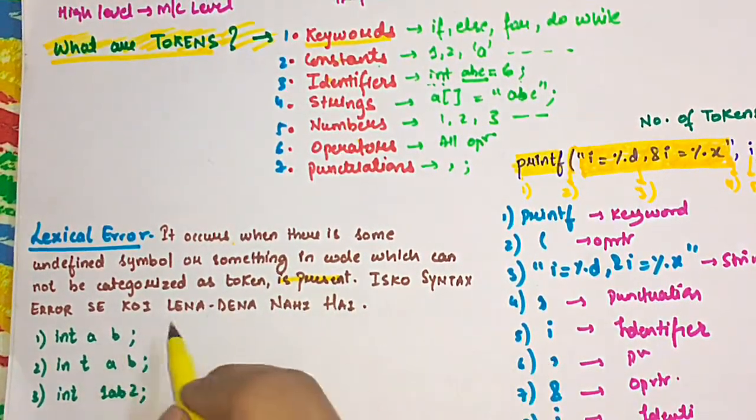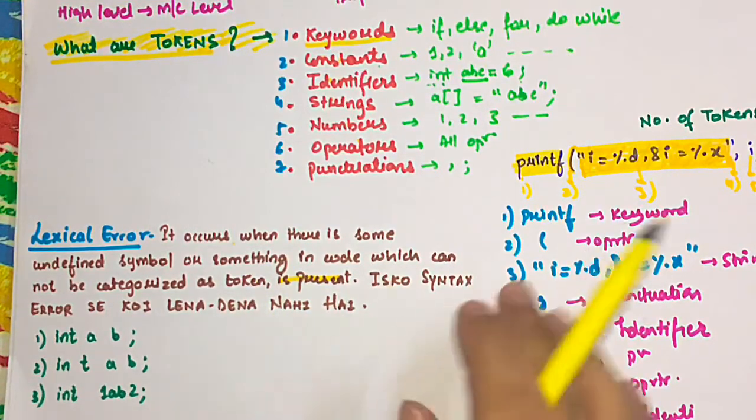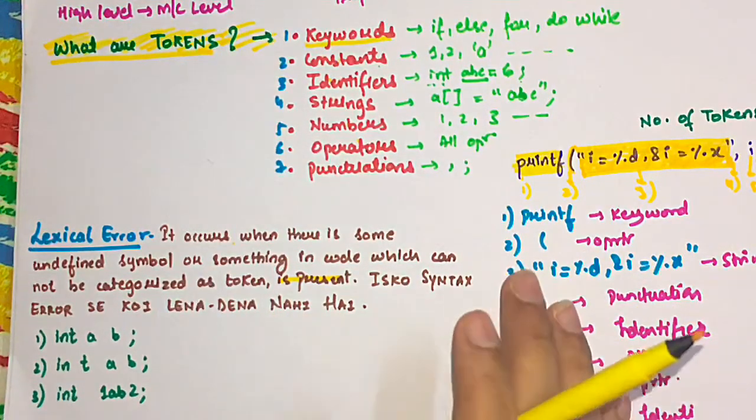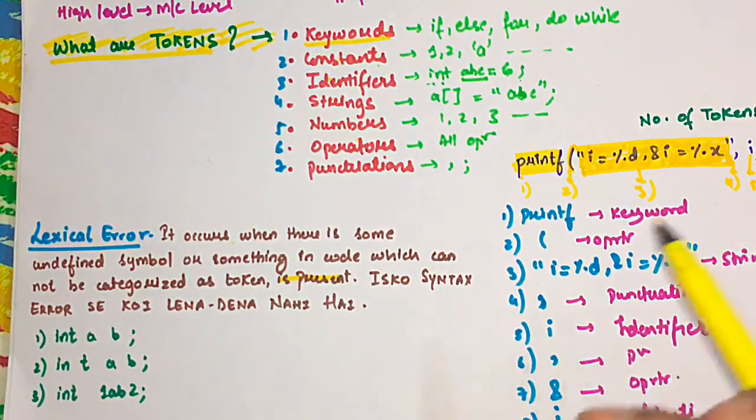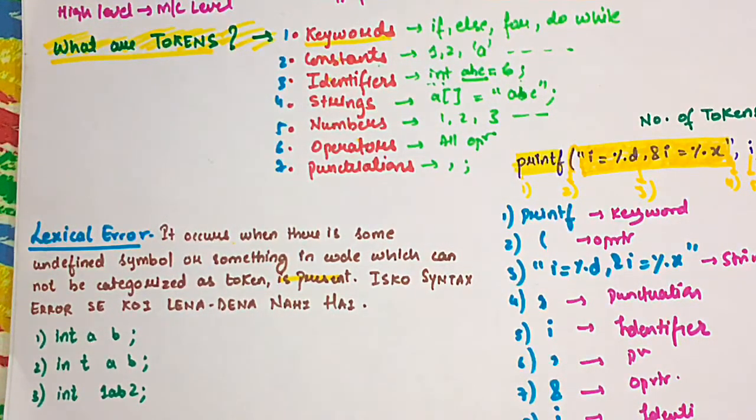This has nothing to do with syntax error. So basically, if in the code there is something which cannot be categorized as a token or cannot be identified as a token by the lexical analyzer, then a lexical error will be thrown.